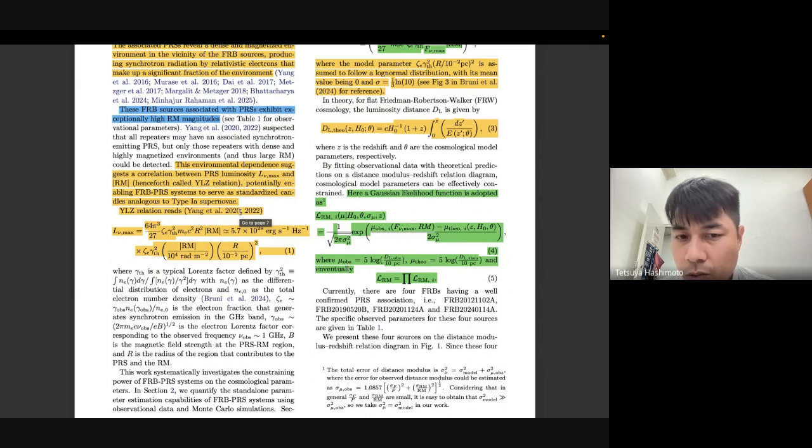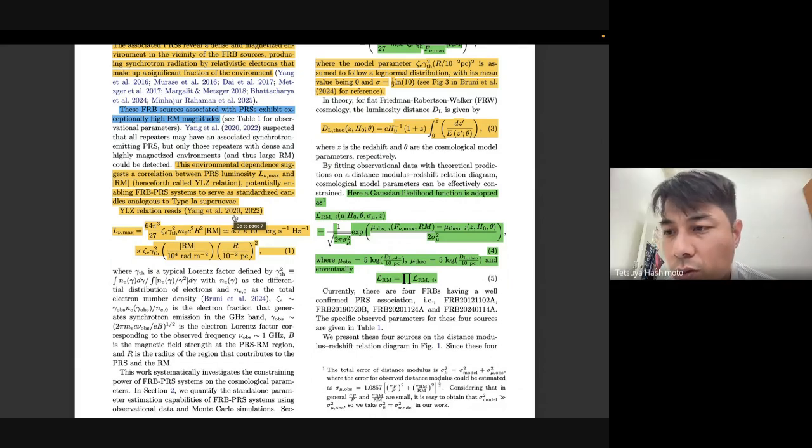Original calibration in the YLZ relation. Because if you change cosmological parameters, then luminosity changes, right? Luminosity, yes, distance, yes, changes. Therefore, this original YLZ relationship already includes cosmology, I think. Therefore, I don't know how they discuss this kind of circular argument, right? So therefore, they need to calibrate with something, I think.